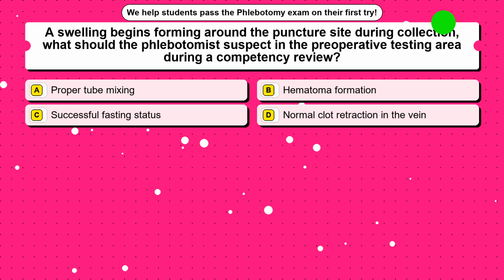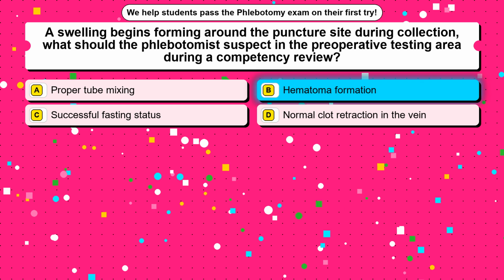Question 34. A swelling begins forming around the puncture site during collection. What should the phlebotomist suspect in the preoperative testing area during a competency review? Option A, proper tube mixing. Option B, hematoma formation. Option C, successful fasting status. Option D, normal clot retraction in the vein.